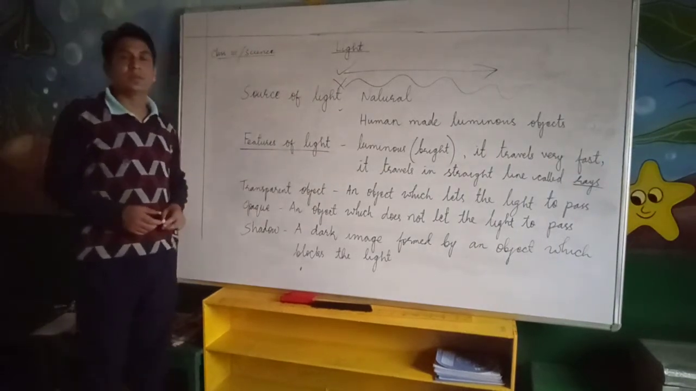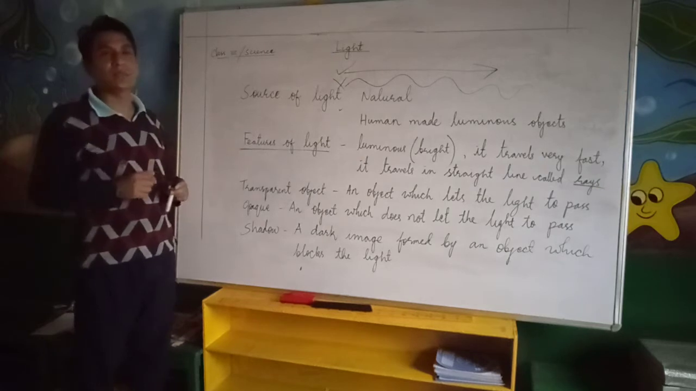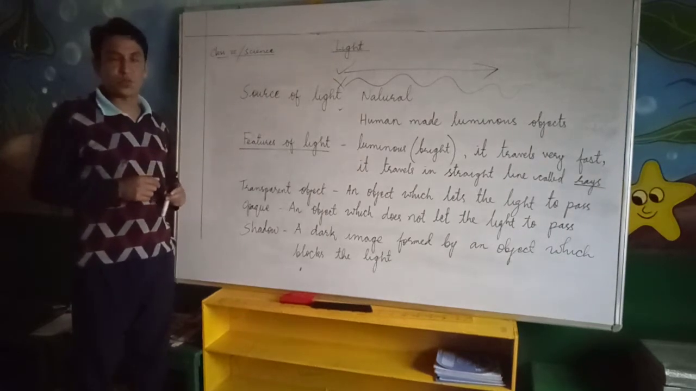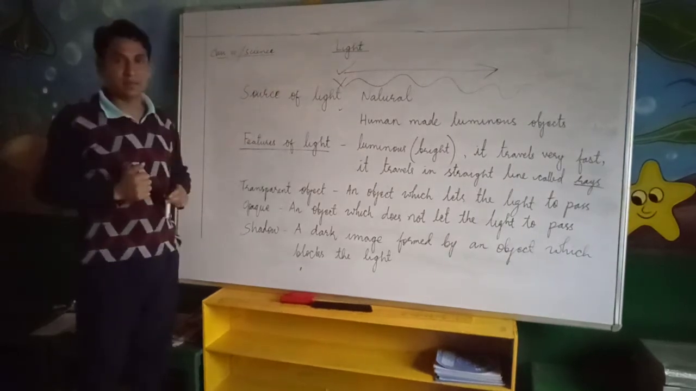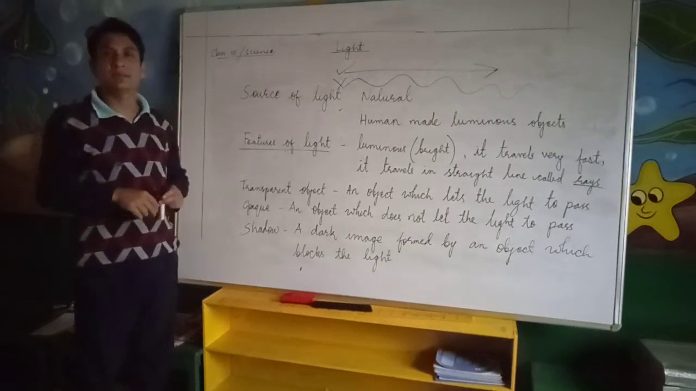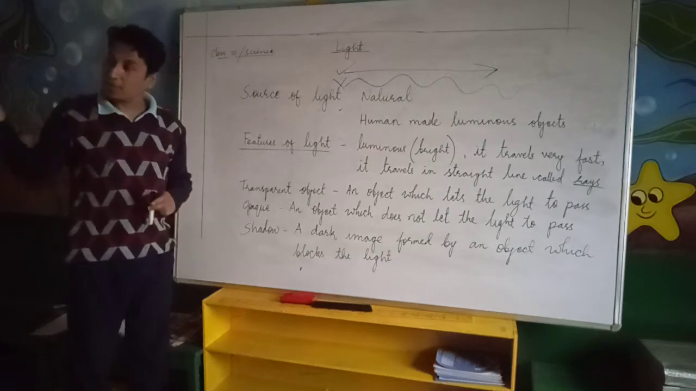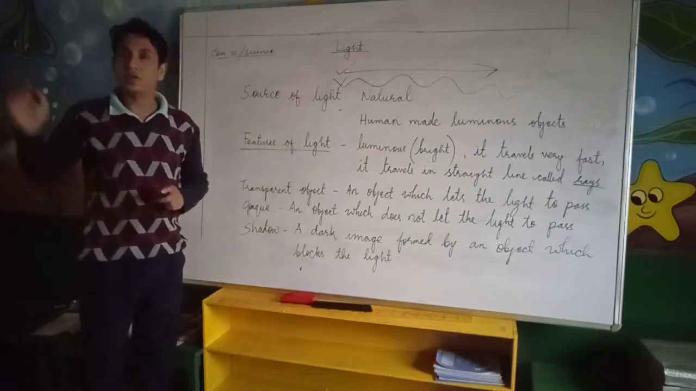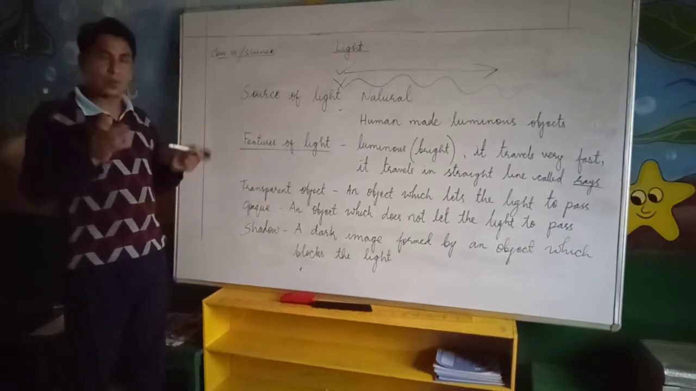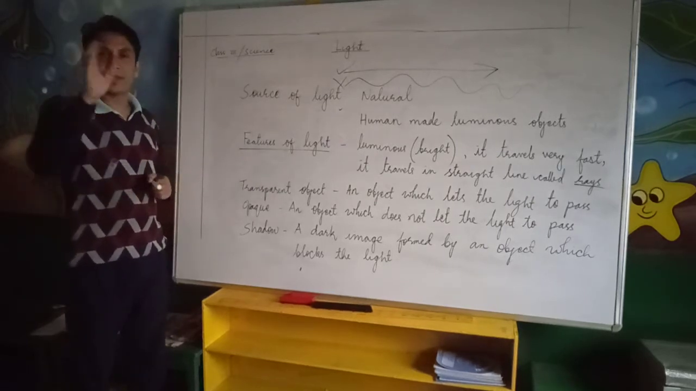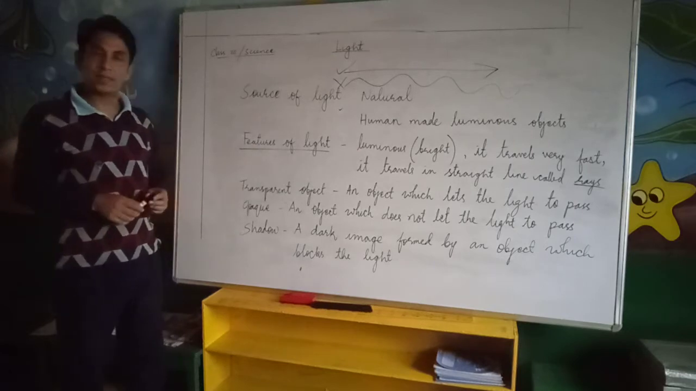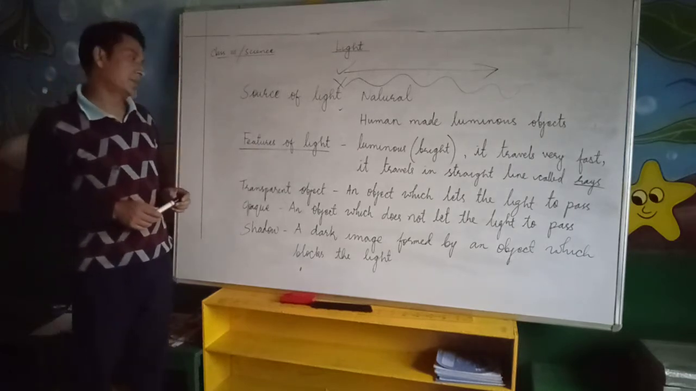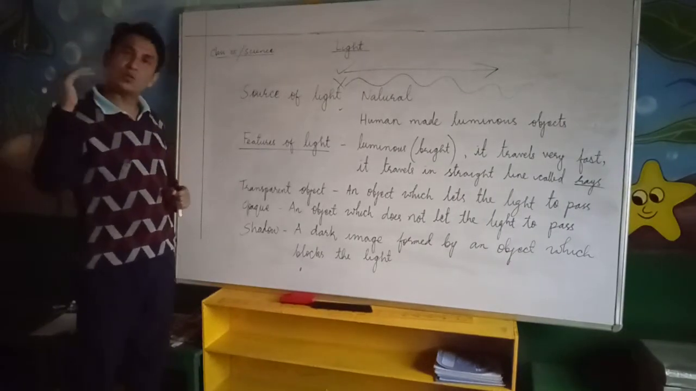We know the glasses fitted in the windows above, through which light passes, through which we can see inside from outside, and we can see outside from inside the house. Now here the glass is a perfect example of a transparent object. Glasses don't block the light. It lets the light pass through it.